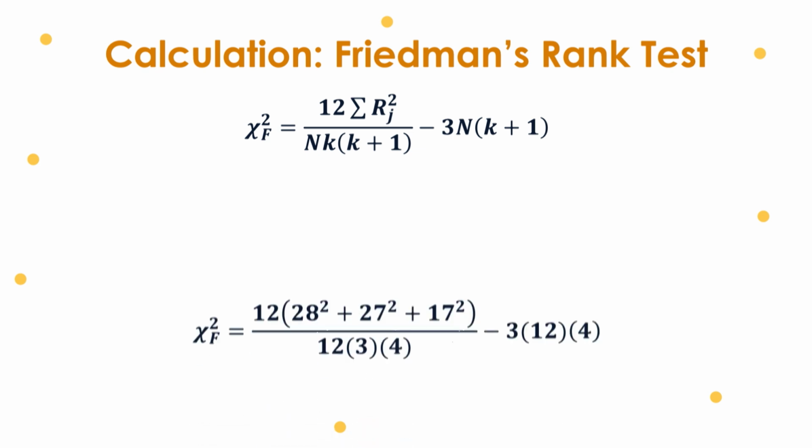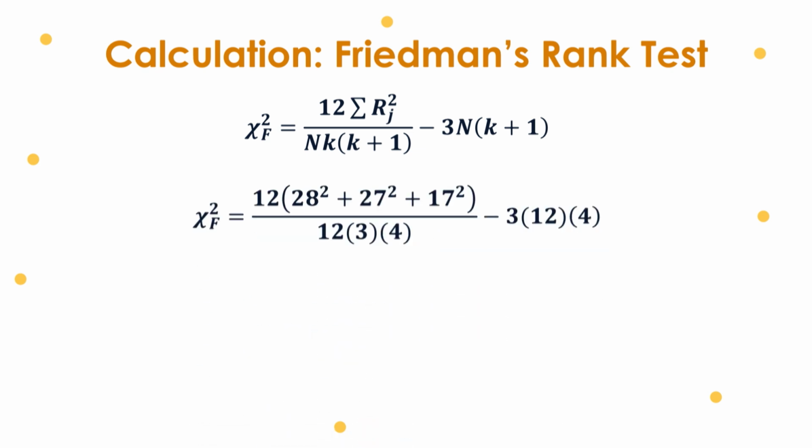Let us substitute the values. So, chi-square F equals 12 into the summation of R_j squared, which is the sum of ranks of the first group, second group and third group, that is 28 squared plus 27 squared plus 17 squared, and we have 12 observations, that is n. So, 12 into, and we have 3 groups, that is 3 plus 1 equals 4. By substituting all the values we calculate chi-square F. At last we get the chi-square F value as 6.17. This is your calculated value using the Friedman test statistic.